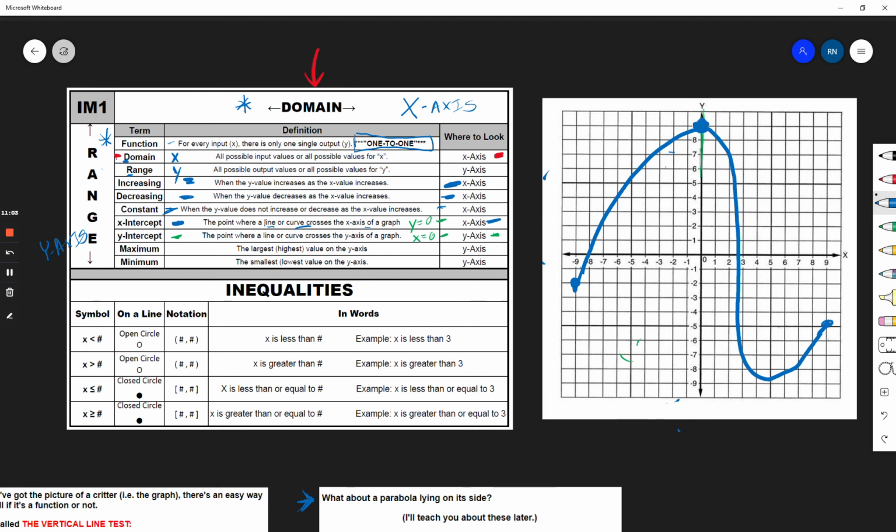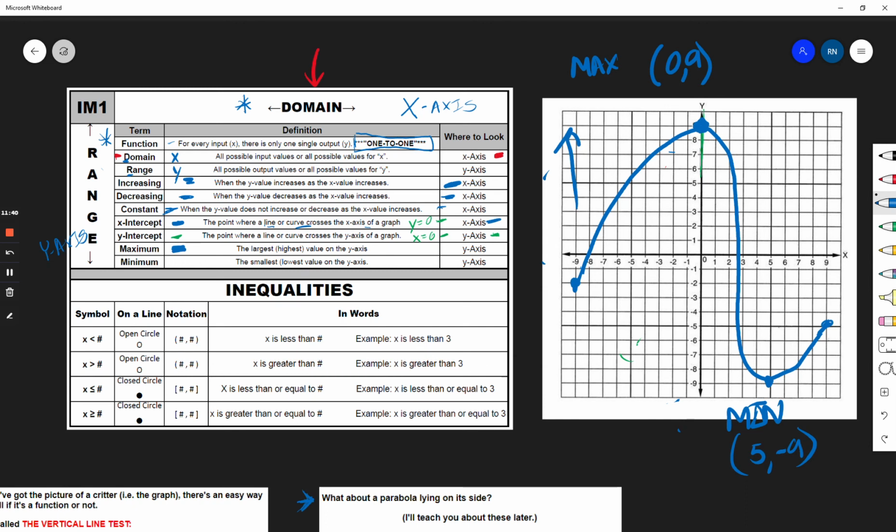So our maximum, where do you look? On our y-axis. The highest point on our y-axis, so we need to write it down, is at x equals 0 and y equals 9. That's our maximum. Now where's our minimum point of this graph? We'll say it's right here at -9. So this is our max, and this is our minimum. And that is at 5, -9. All right, so that is just a little overview of what these definitions are.